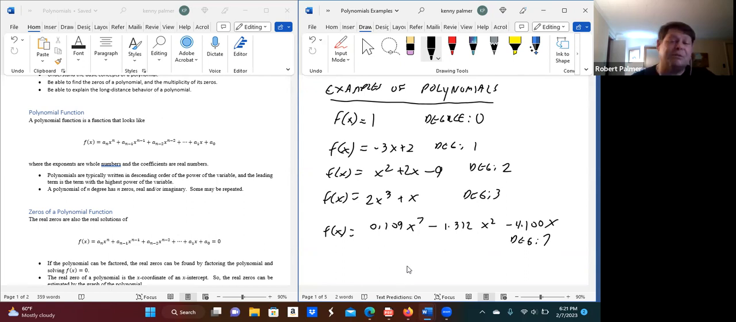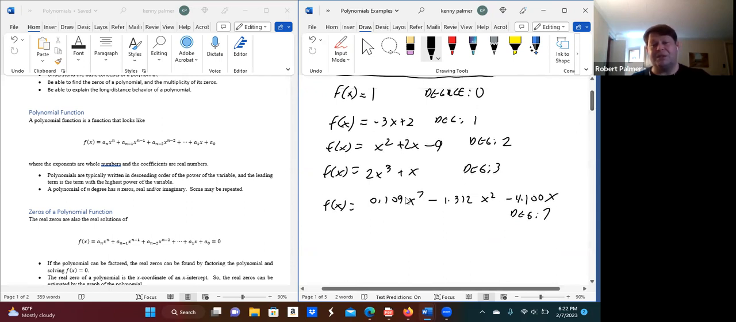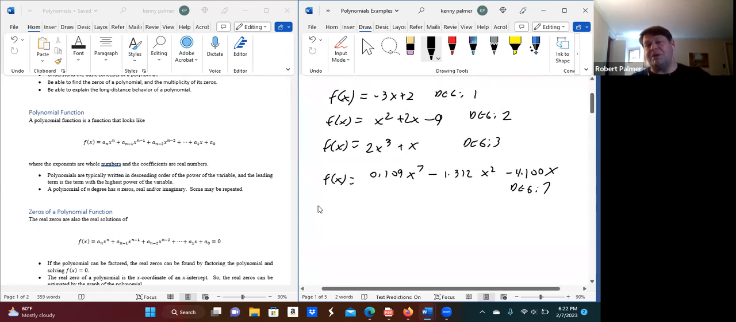As we'll see, the leading term is important because our behavior far from 0 is essentially determined by our leading term. So these are all polynomials. And like I said, they're nice functions because they're easy to work with because the exponents are just whole numbers. Okay, now let's briefly talk about some examples of things that are not polynomials.